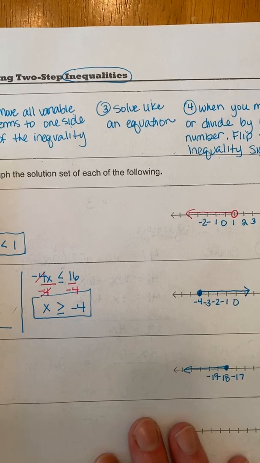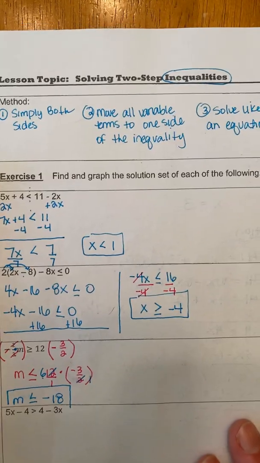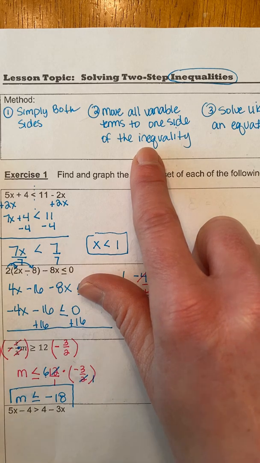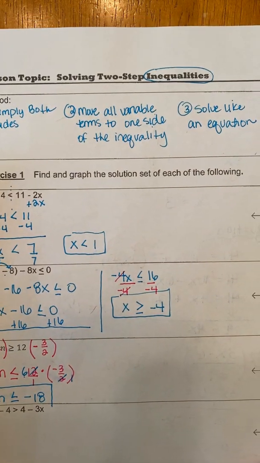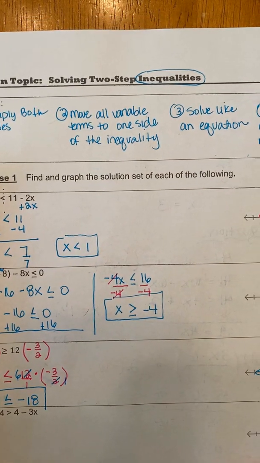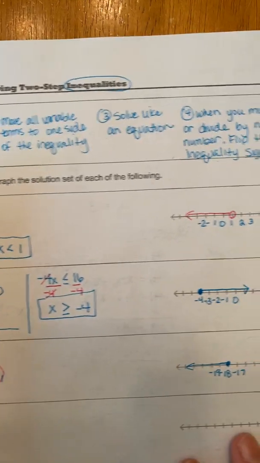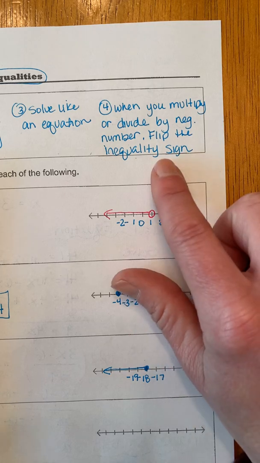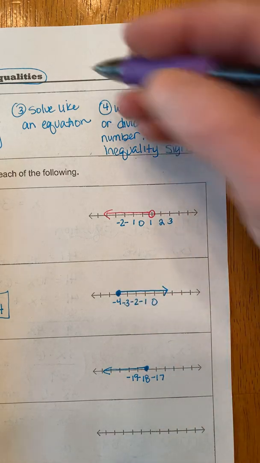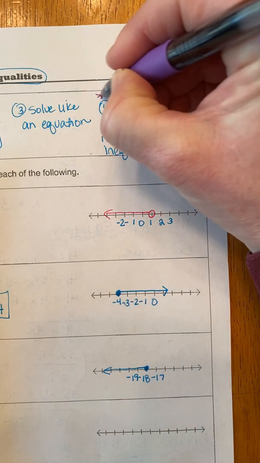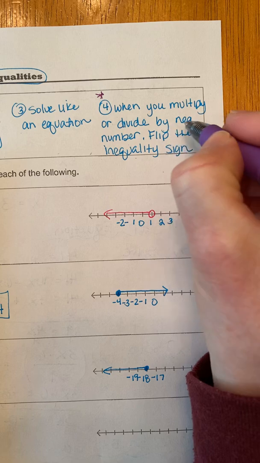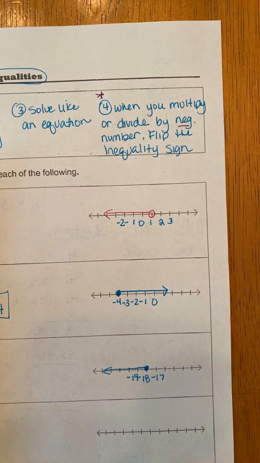So everything we do today, we're going to simplify both sides. The variables will already be on one side, and then we're going to solve the two-step equation, just like we've been doing, the two-step inequality, excuse me. The big caveat here is we just need to make sure when we multiply or divide both sides by a negative number, we're going to make sure we flip that inequality sign around.